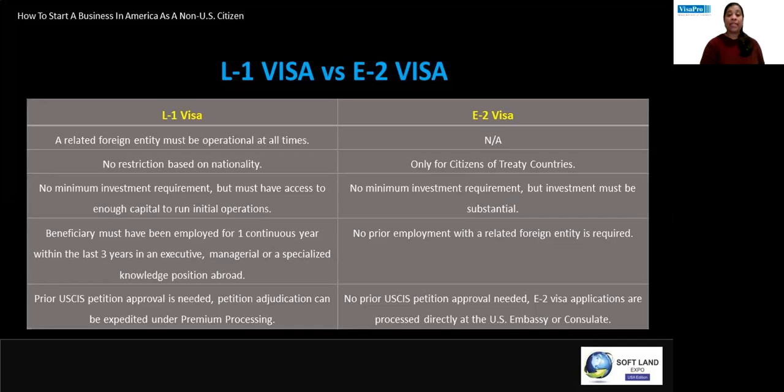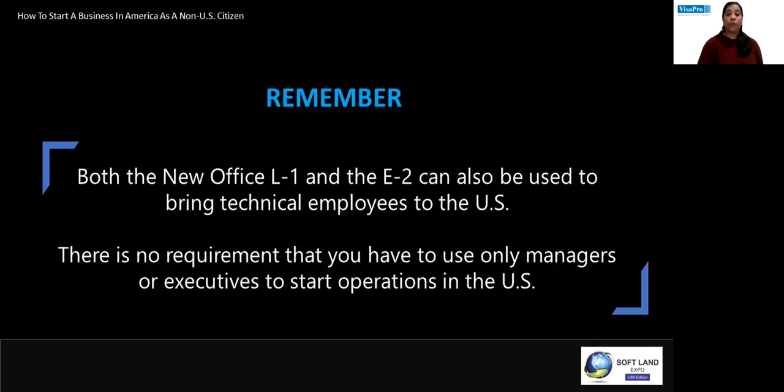And finally, E2 visa applications are usually processed directly at the US Embassy or consulate and can take upwards of 6 to 12 weeks to process with practically no provision to expedite. An L1 visa petition can take as little as 2 to 3 weeks with premium processing at the USCIS service centers. Both the new Office L1 and E2 visa can also be used to bring technical employees to the US. There's no requirement for you to have to use only managers or executives to start operations in the US.